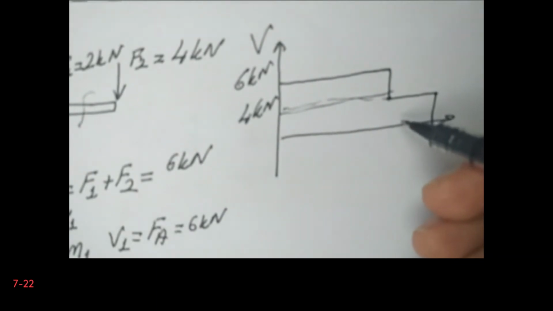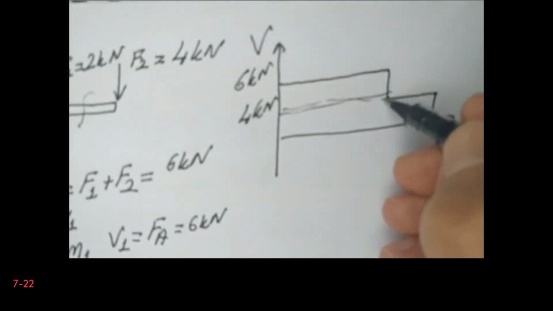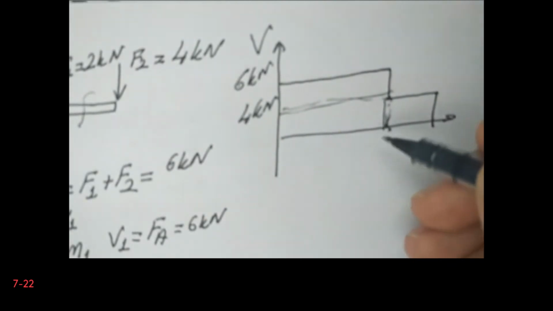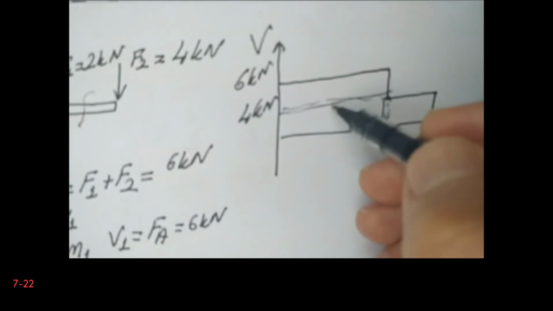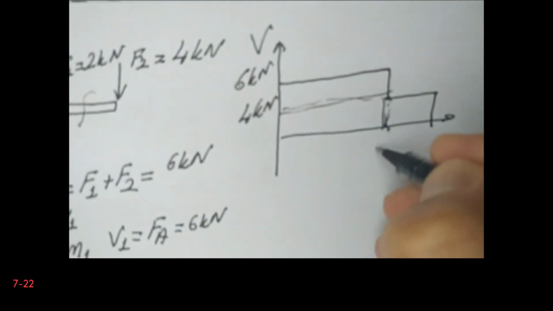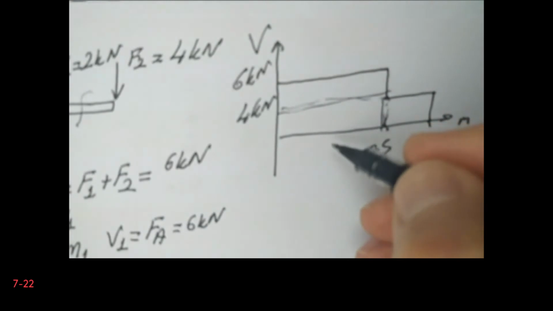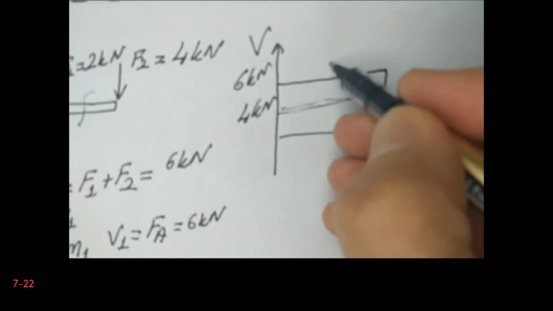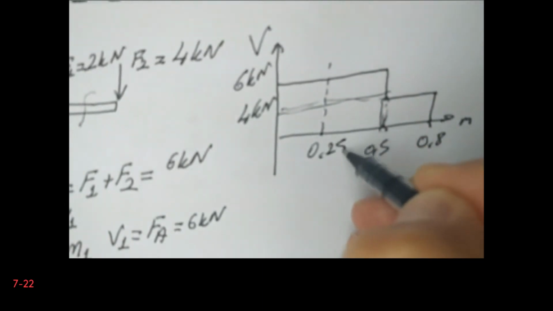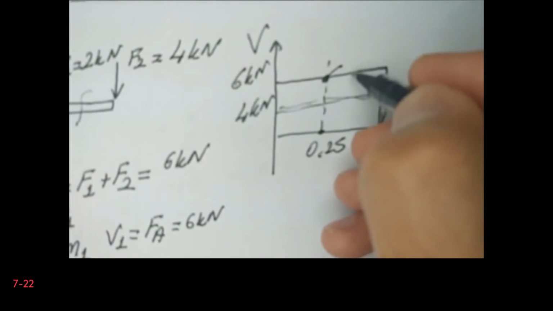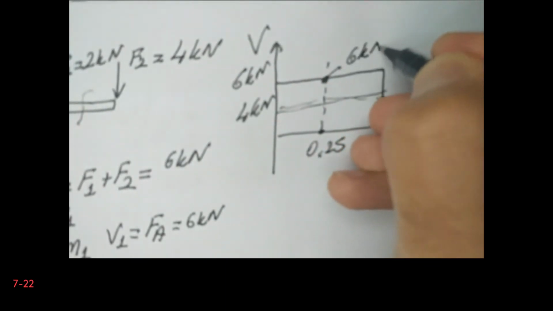In fact, this is the location where I have the force 1, which has the magnitude of 2 kilonewtons. So my cross section A is, so basically this point is 0.5, if this is in meters, and this point is 0.8. We are asked for the stress at this location, and therefore the shear force for this location is 6 kilonewtons. Okay, I find the shear force.